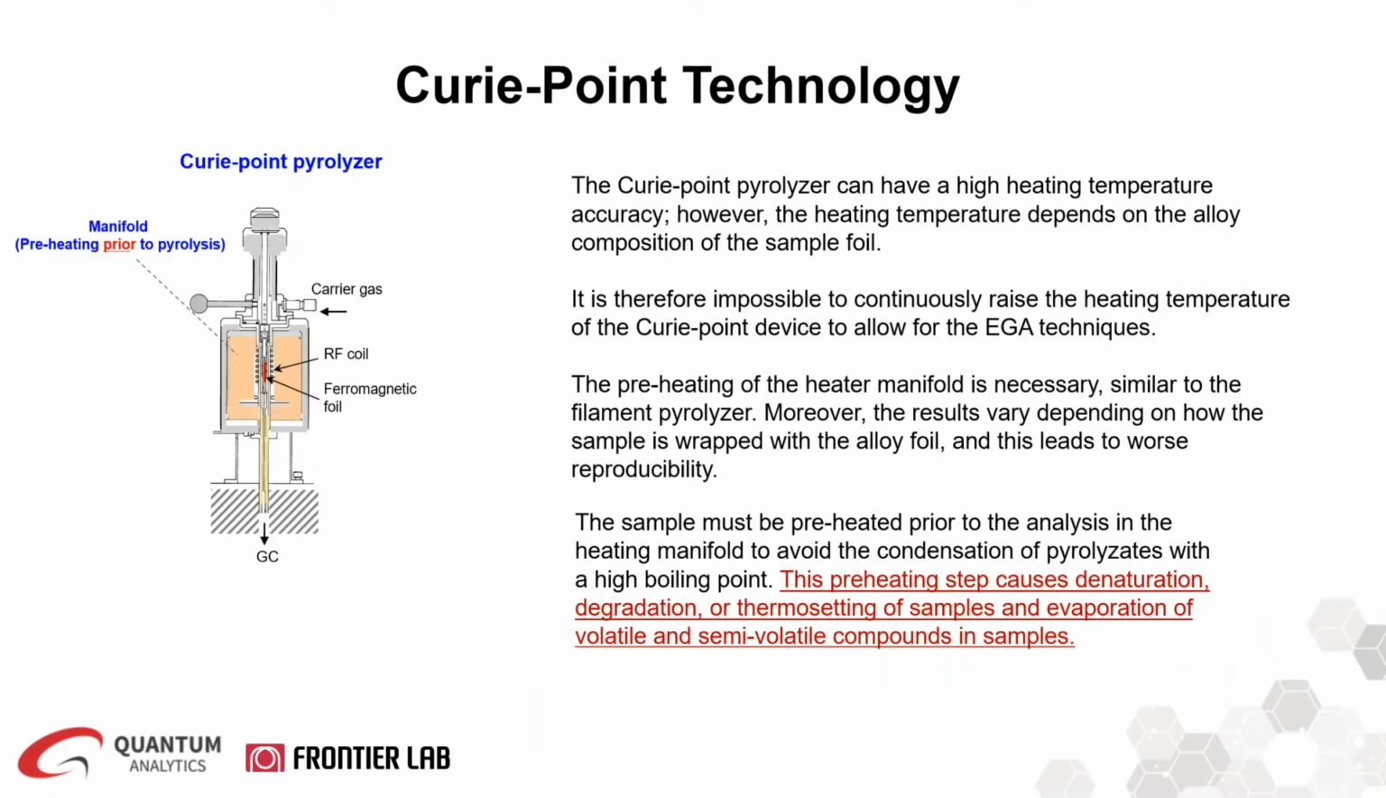The Curie point pyrolyzer can have a high heating temperature accuracy. However, the heating temperature depends on the alloy composition of the sample foil. It is therefore impossible to continuously raise the heating temperature of the Curie point device to allow for the EGA techniques. The preheating of the heater manifold is also needed, similar to the filament pyrolyzer, so the results vary depending on how the sample is wrapped with the alloy foil, and this leads to a very poor reproducibility.